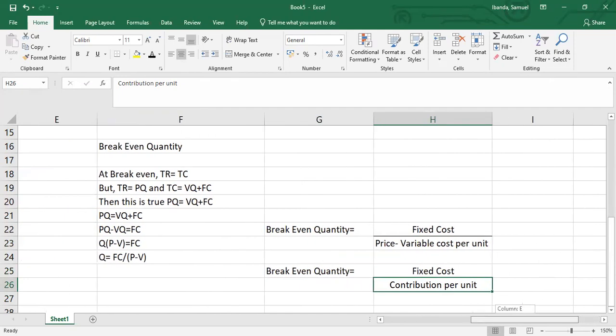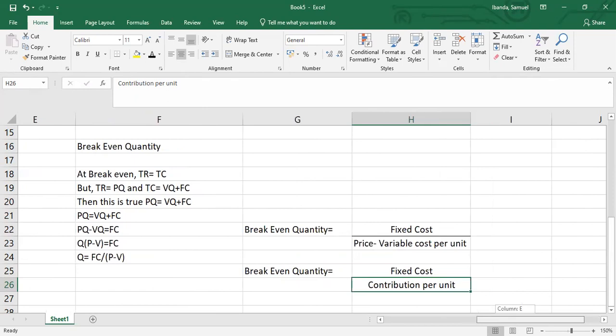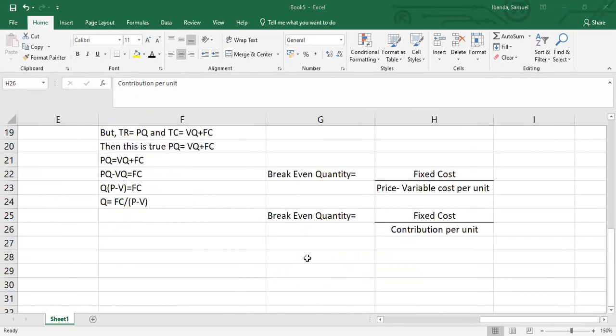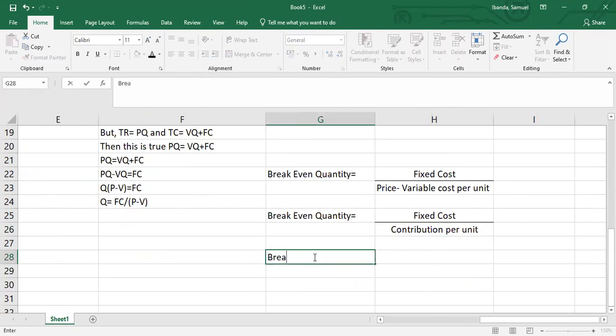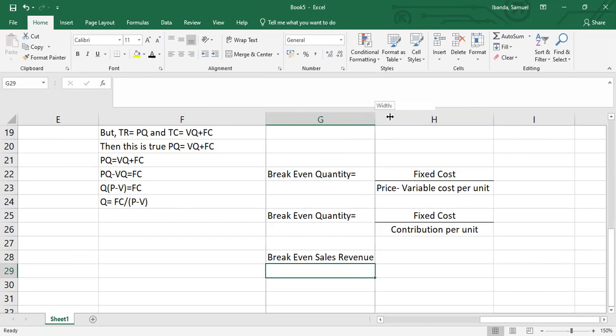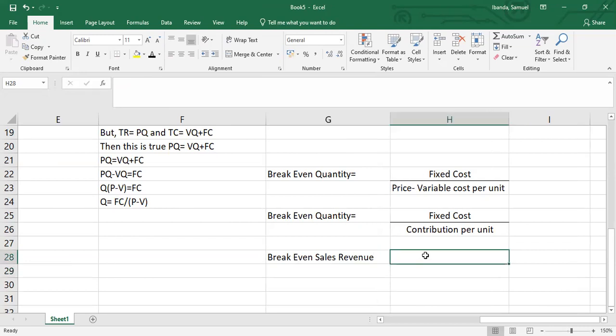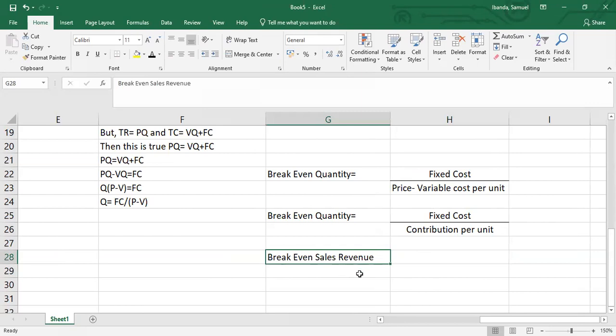So it's very important for you to understand this. Now, there are cases or times when they'll ask you for break-even sales revenue. Now, we have said earlier on that sales revenue, or total sales, or total revenue, is price times what? Times quantity. It is price times quantity.